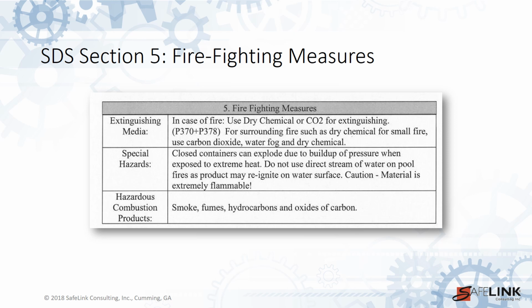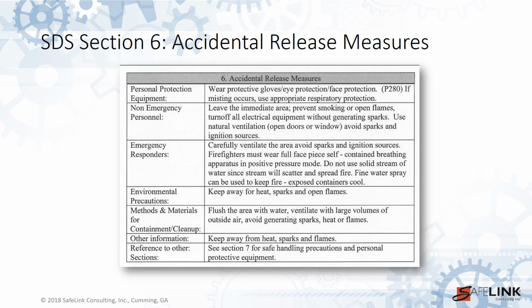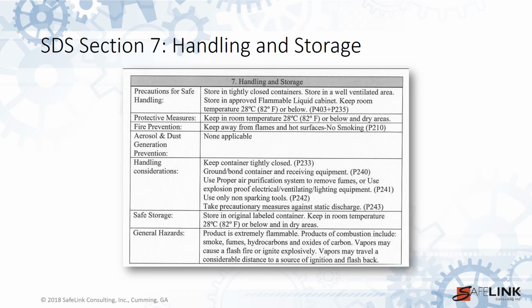Section 5 is for firefighting measures. It will include suitable and unsuitable extinguishing media, specific hazards arising from the chemical, special protective equipment, and precautions for firefighters. Section 6 is for accidental release measures and includes personal precautions, protective equipment, and emergency procedures to be used in case of a spill. It can show the methods and materials for containment and cleanup. Section 7 is for handling and storage and provides precautions for safe handling.